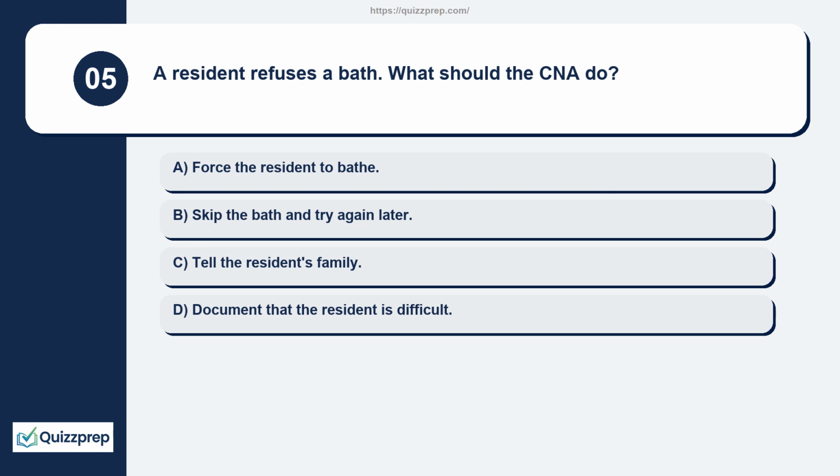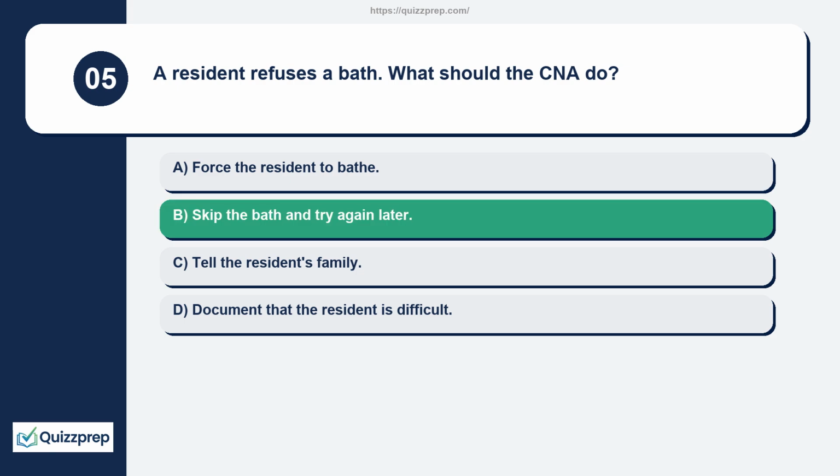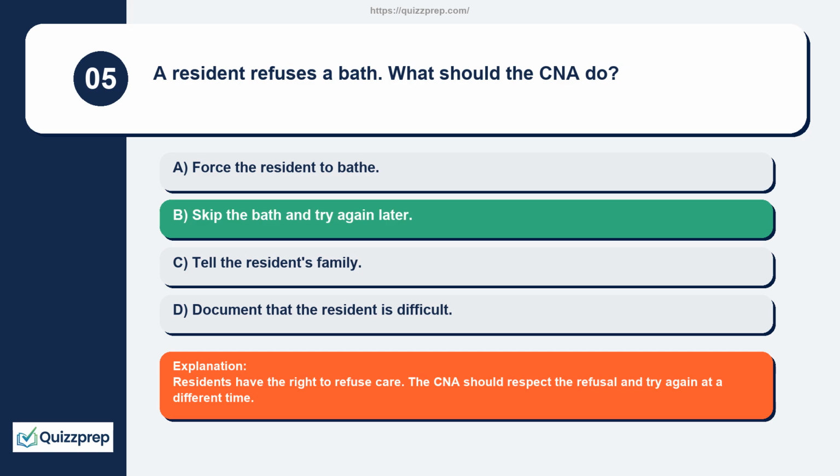Question 5. A resident refuses a bath. What should the CNA do? Force the resident to bathe, skip the bath and try again later, or tell the resident's family and document that the resident is difficult? Residents have the right to refuse care. The CNA should respect the refusal and try again at a different time.